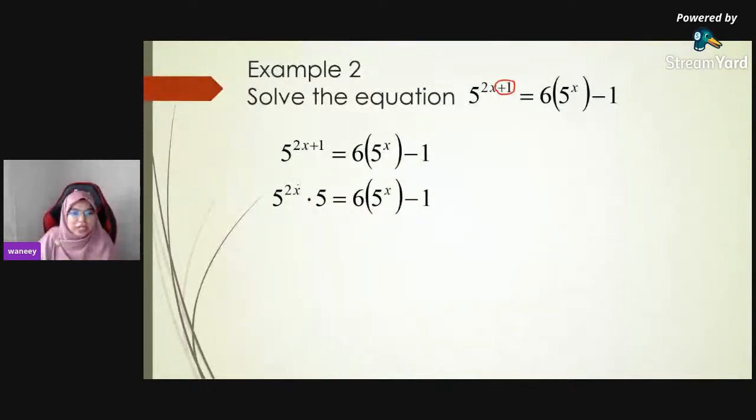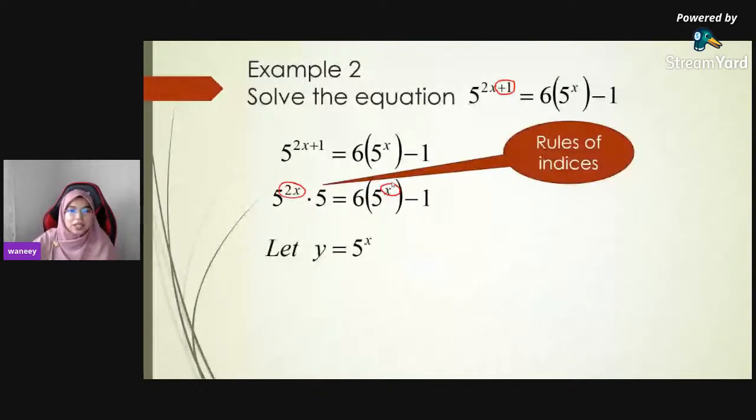Now if this is 2x and this is x, that means we can use substitution as long as one is double of the other. So we can use substitution. Let us use substitution then. Let y equal to 5 to the power of x.